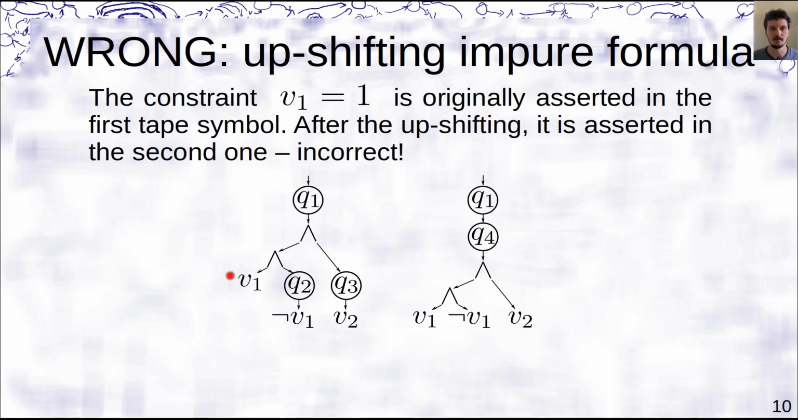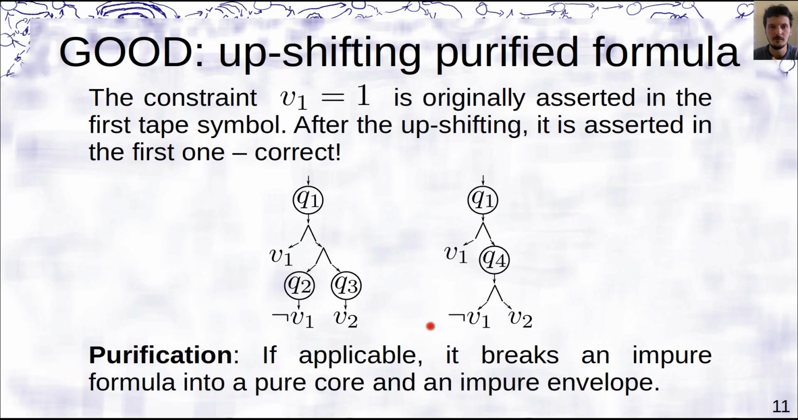If we upshifted the two states Q2 and Q3 above the impure formula, we would shift checking of the constraint V1 from the first input symbol to the second one, creating an automaton with an empty language from a non-empty one. The symbolic constraints V1 and not V1 are unsatisfiable at once. However, we propose a few simple purification rules that can sometimes transform an impure formula to a logically equivalent one, part of which is pure and can be upshifted.